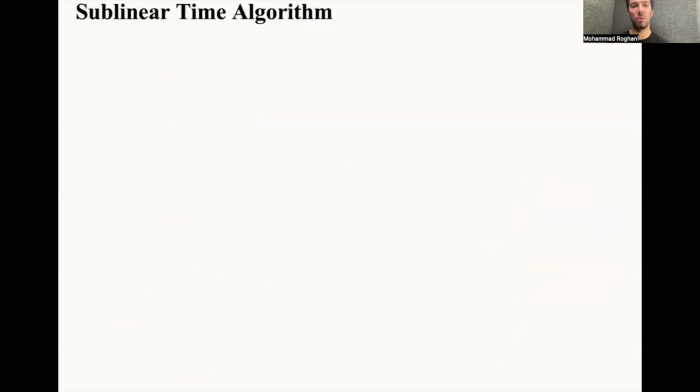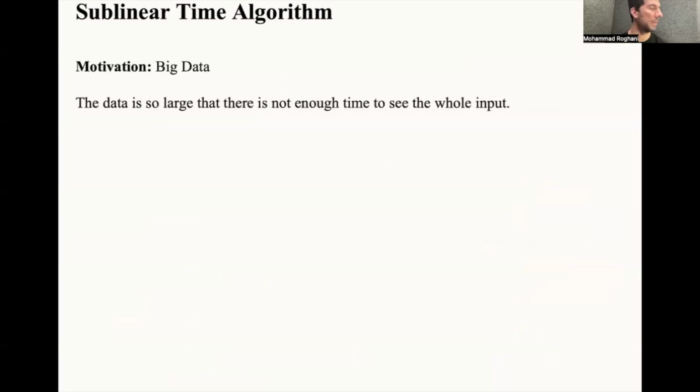Also, I'm going to define what a sublinear time algorithm is and motivate the reason that people study this setting. The motivation is big data. We have access to a large data set that is so massive that we are not even allowed to read the whole input. It's so big that spending the time to read the input is not sufficient.